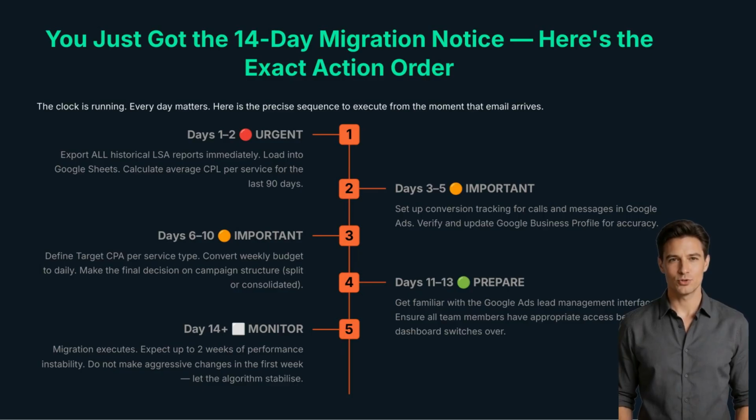Week 2 post-migration. Begin the lead quality feedback loop. Mark invalid leads in Google Ads consistently. Compare actual CPL against your pre-migration historical baseline. By week 3, you should have enough data to evaluate whether the target CPA needs adjustment.